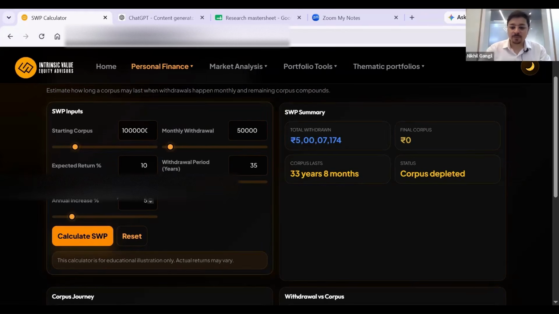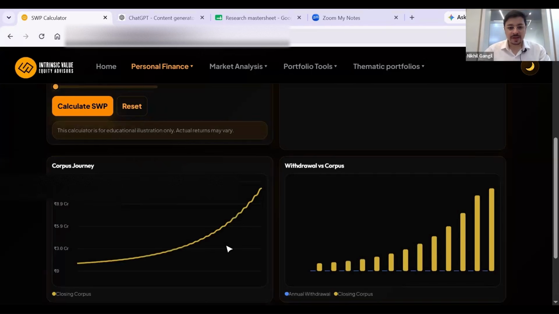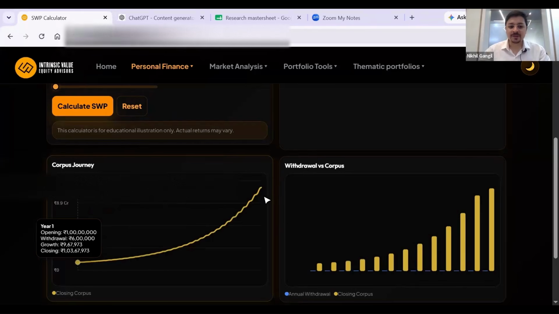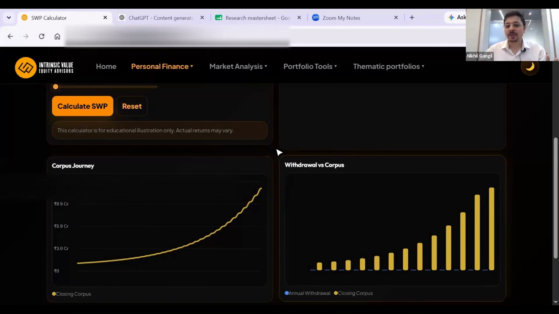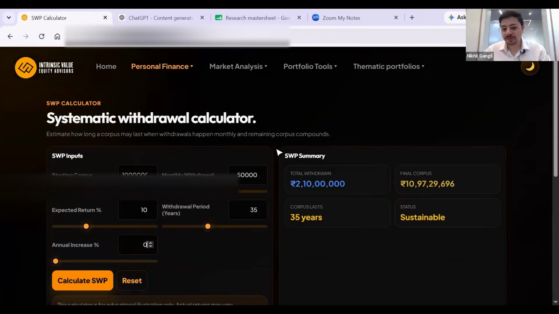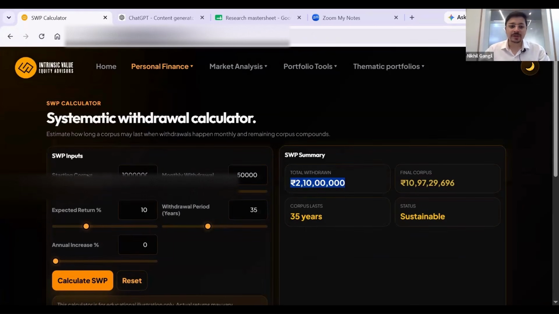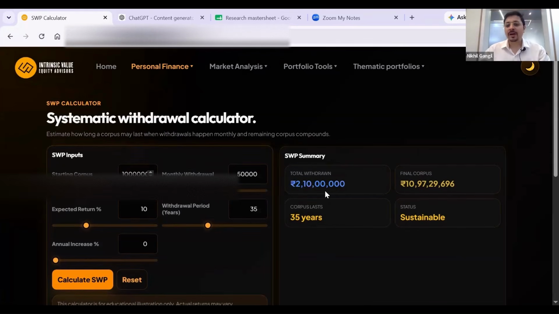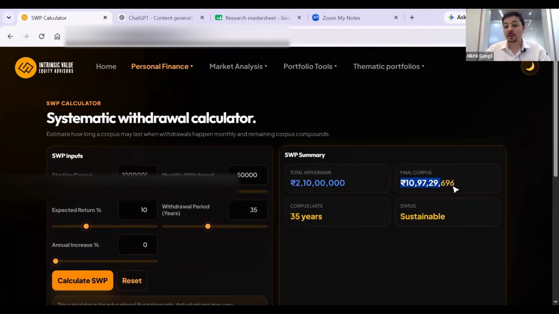So let's say I put 0 here. If I put 0 here, then you will see the journey is very, very smooth, and you will find at the end of this also you will have a lot of corpus, right? The total amount withdrawn will be 2 crore 1 lakh rupees only on the capital of 1 crore, and you will have a final corpus of 10 crore 97 lakh, right?